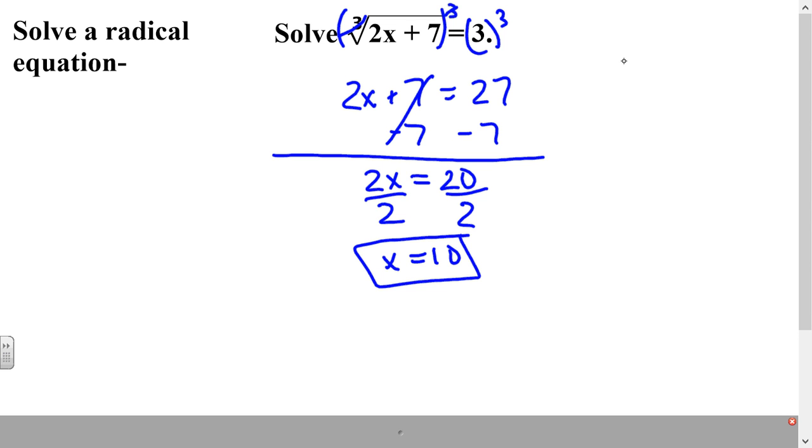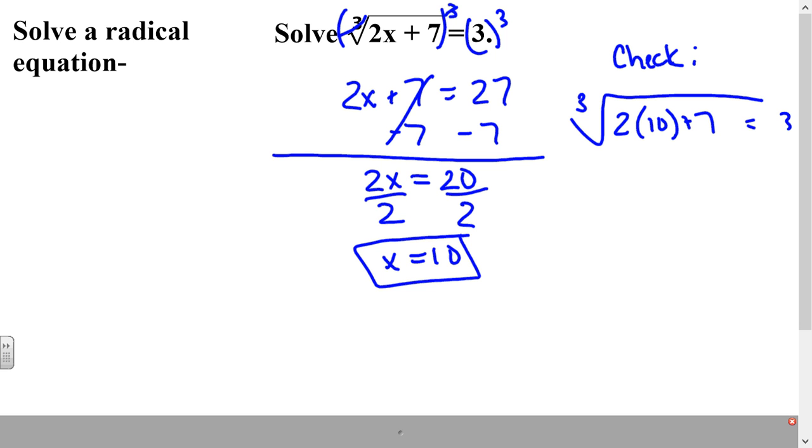So we're just going to do a little check over here. So I'm going to plug in 10 for x. So I have 2 times 10 plus 7, and then equals 3 over here. So if we do 2 times 10, that would be 20 plus 7. So the cube root of 27 equals 3, and that is true. So everything checks out.